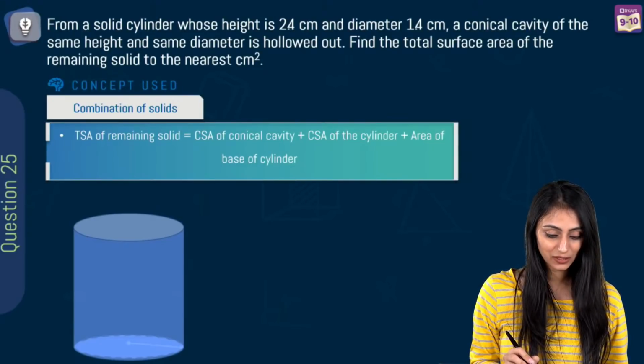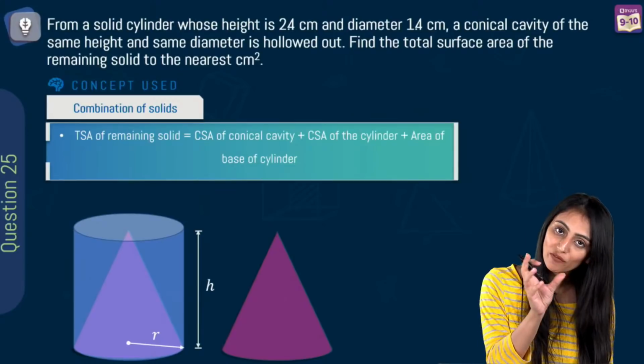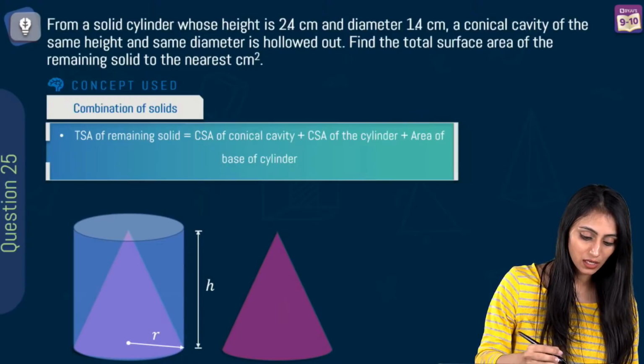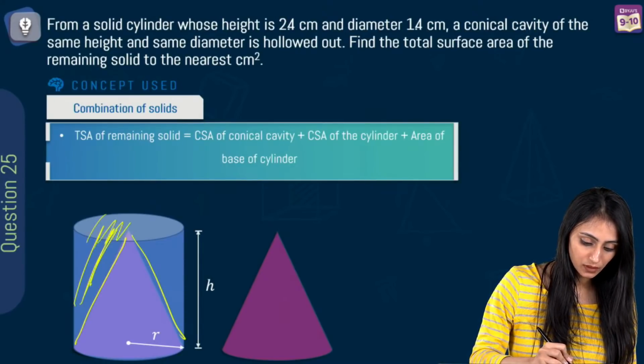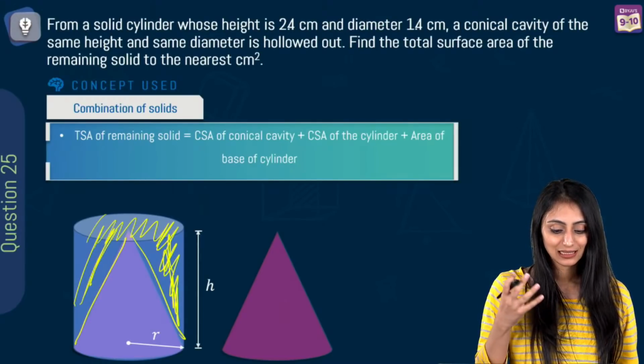So here we have the cylinder and here this is the conical cavity that is hollowed out. So when you have hollowed it out, when you have removed it, the leftover portion that you can see here is the one which is highlighted in, not the purple one, the blue one that I am shading with yellow. That's the leftover portion. We need to find the remaining surface area.